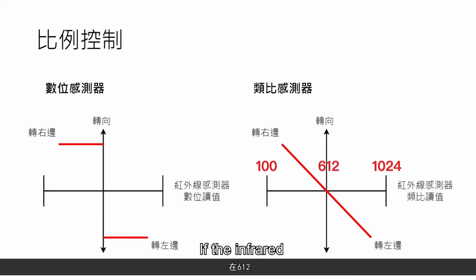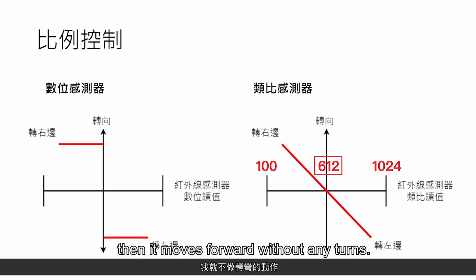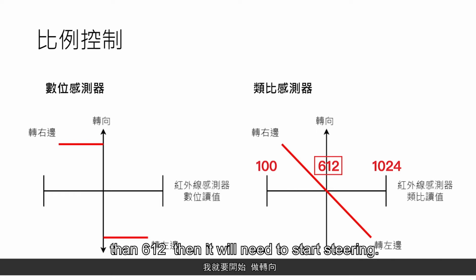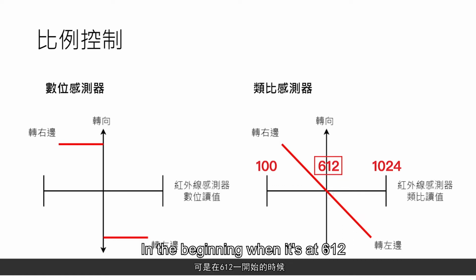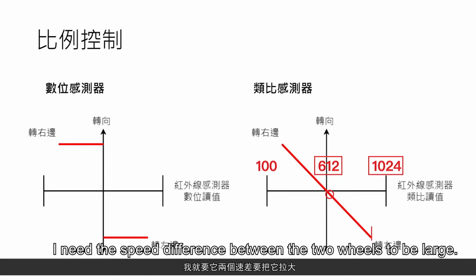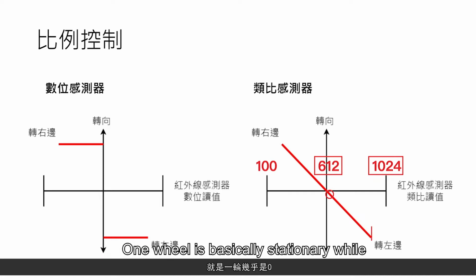If the infrared sensor reading is at 612, then it moves forward without any turns. If it's larger than 612, then it will need to start steering. A speed difference needs to happen. In the beginning, when it's at 612, the speed difference is small. However, when it's close to 1024, I need the speed difference between the two wheels to be large. One wheel is basically stationary while the other one moves at full speed.